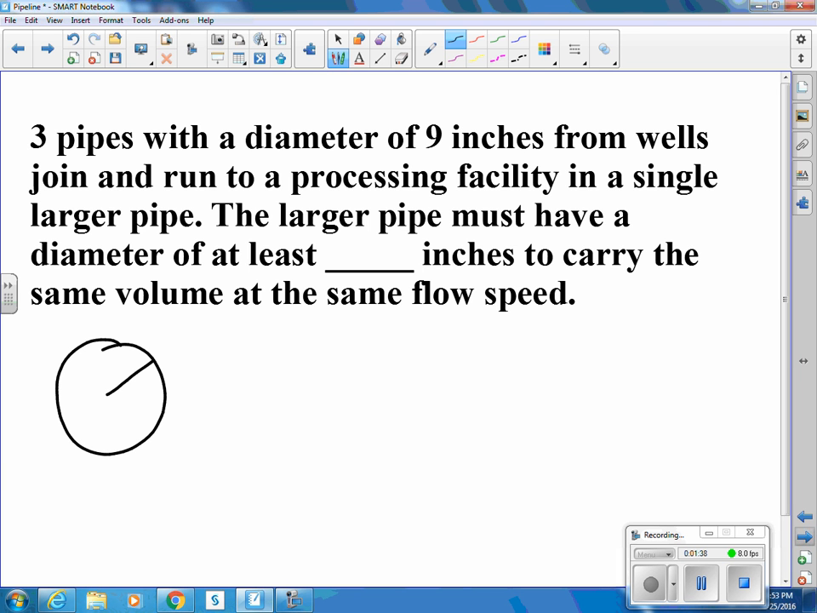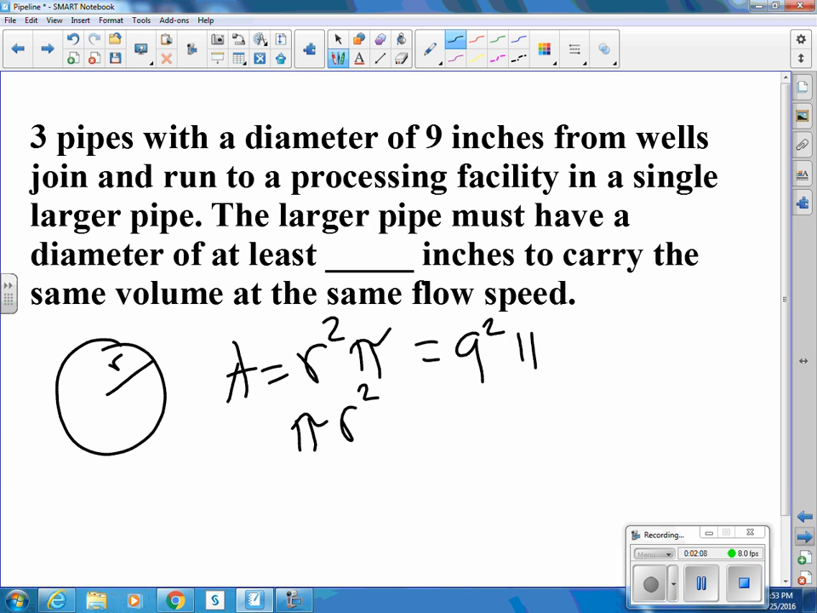So to find the area of a cross-section of the pipe, we take the radius squared. So the area is equal to the radius squared times pi. Often they say it like this, pi r squared. The only thing you square is the r, not the pi. So if each of those is 9, the area of 1 is equal to 9 squared pi, which is equal to 81 pi.